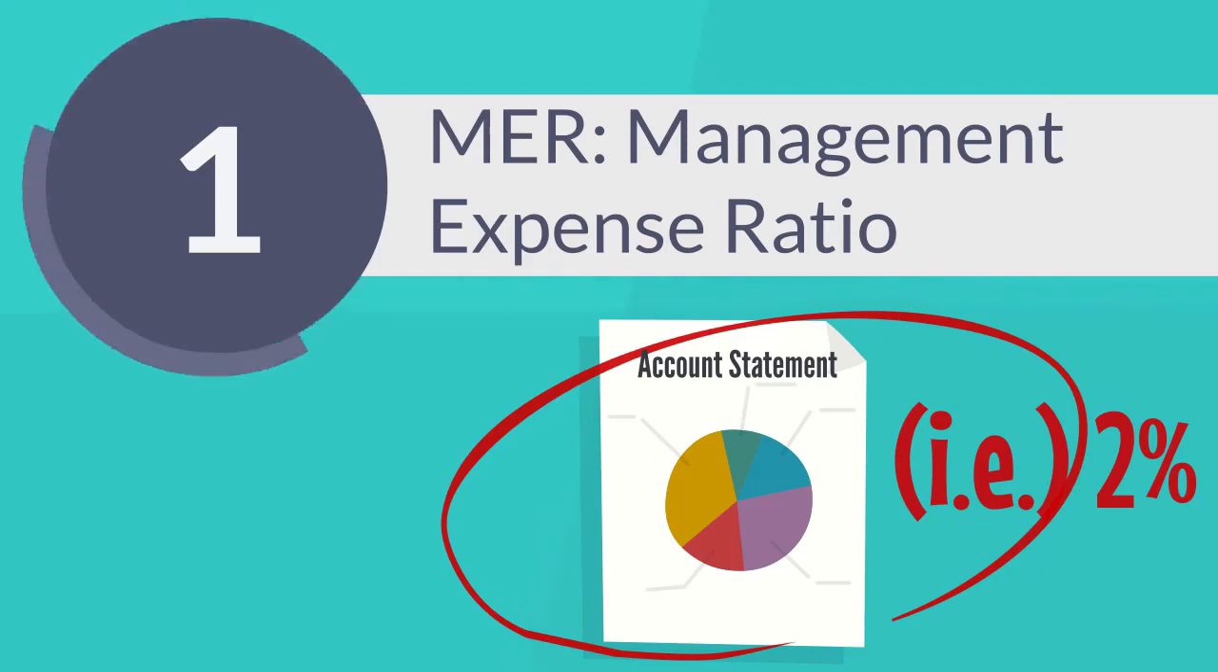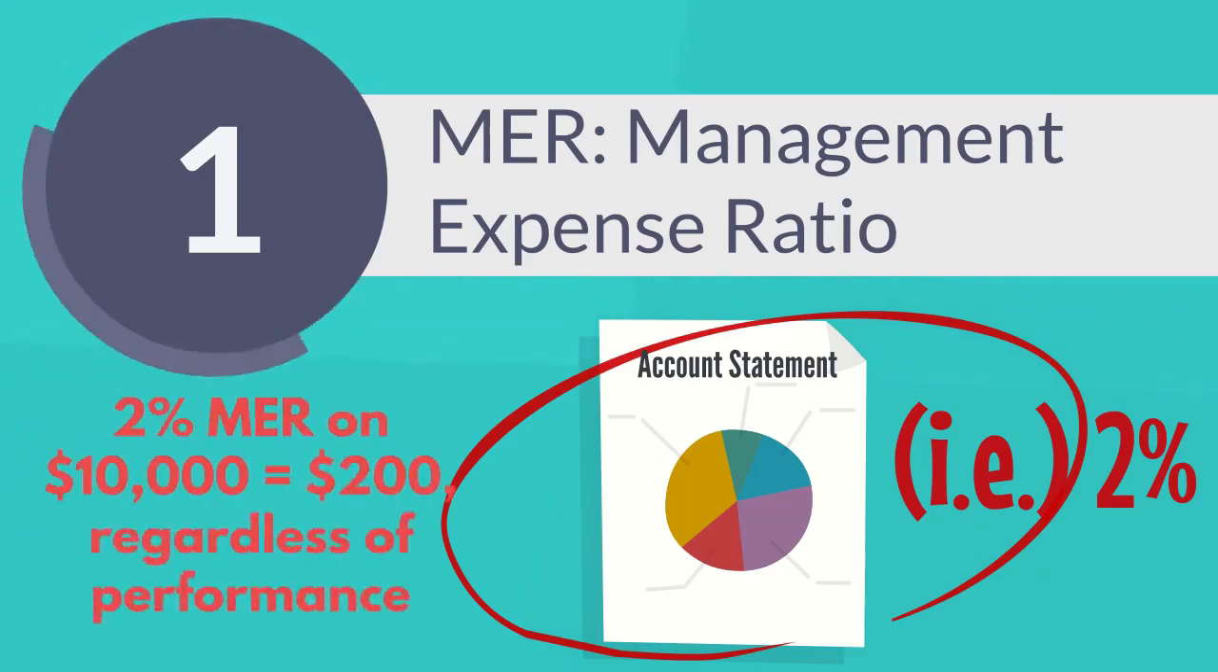As an example, it might be 2% on your mutual fund, which you might have $10,000 invested in. That would cost you $200 a year, and that covers everything from the fund managers that are buying and selling on your behalf to the administrative costs of the portfolio. Now, it is important to know that the MER is charged regardless of whether or not the portfolio made money.